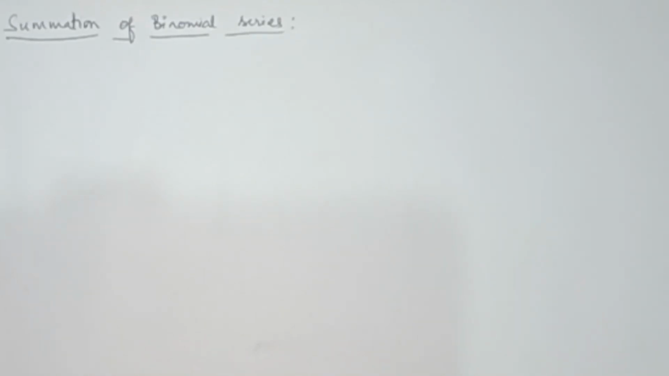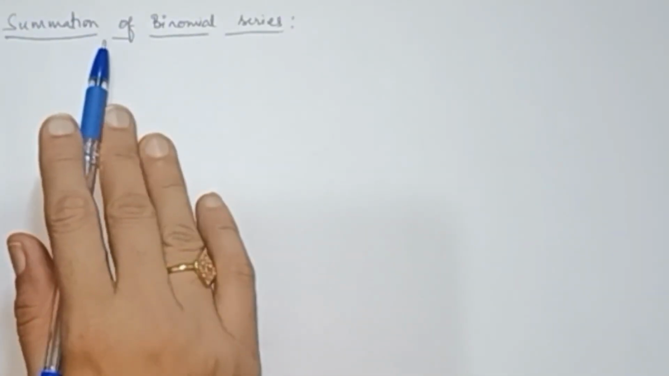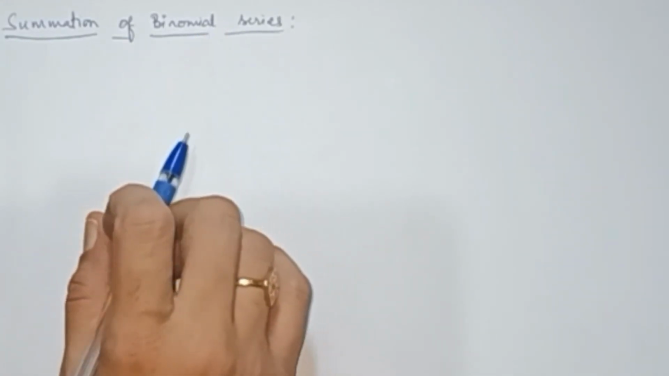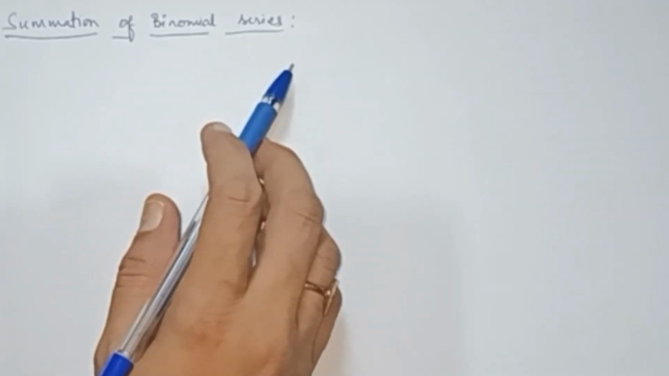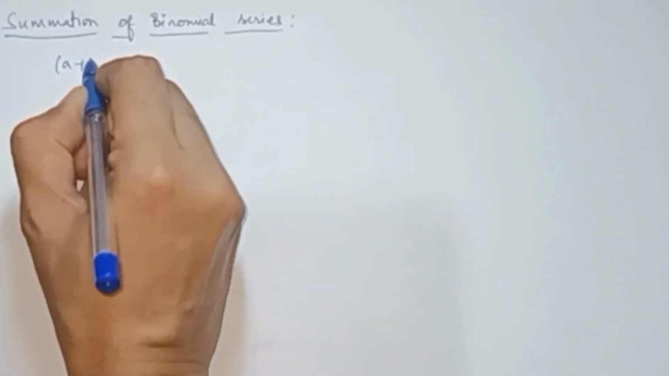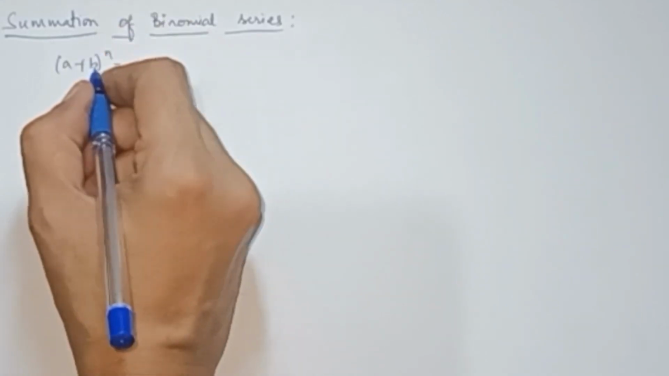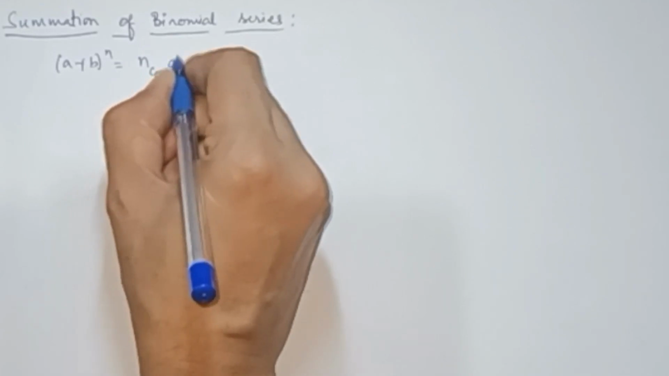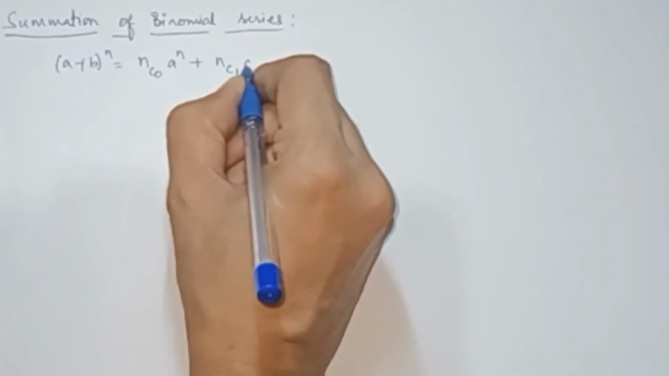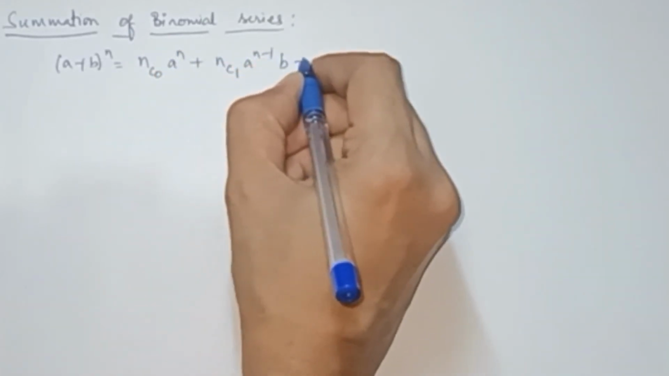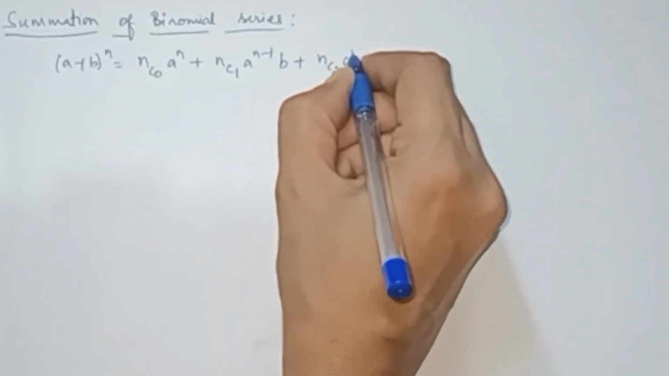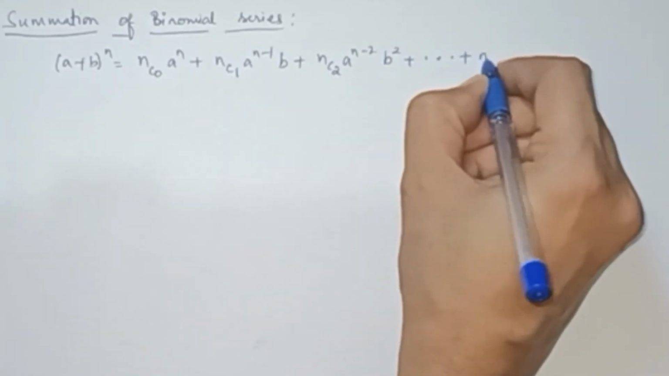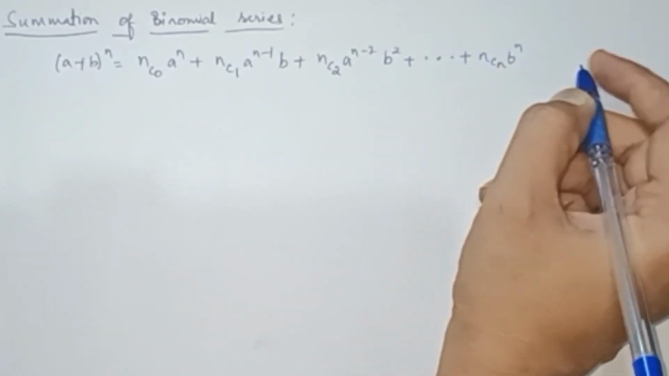Hello everyone. In this video, I am explaining how to find the summation of binomial series. We know the binomial expansion of (a + b)^n. That is the standard binomial expansion: nC0 a^n + nC1 a^(n-1) b + nC2 a^(n-2) b^2 + and so on up to nCn b^n.